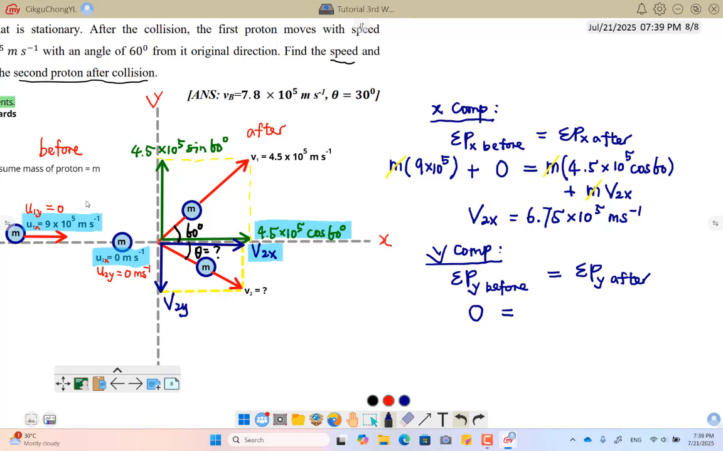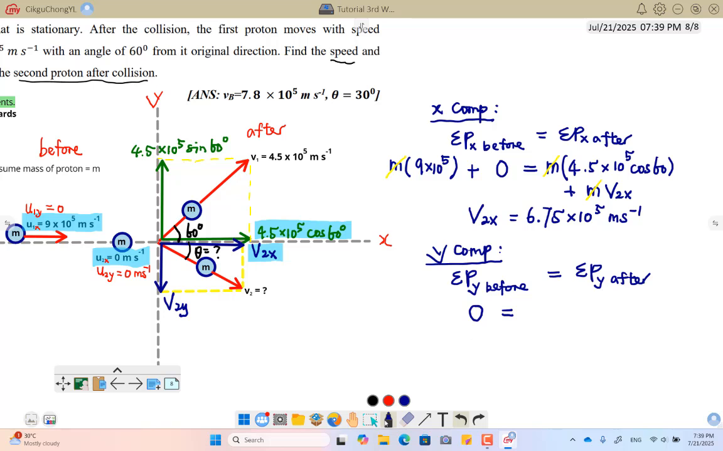Okay, class, you can see obviously that before the collision, both protons have no movement along the y-axis. They only move horizontally. That's why the momentum along the y-axis before collision is zero.